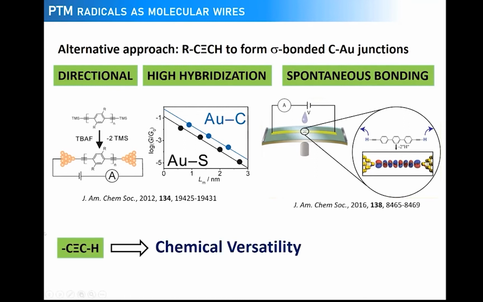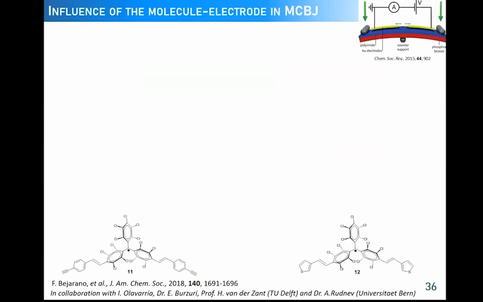So we thought that this could be an excellent group to explore. Also because these terminal alkenes can give a higher chemical versatility, which I would not enter into here because there is a talk from Alejandro de Souza later, so he will explain much more on this. So this is what we did. For exploring these terminal alkenes as a new group for forming single molecule junctions, we synthesized this molecule here. As you can see, it has two terminal alkene groups, and we compared it with the ones we reported before that have thiophene. All this work we've done in collaboration with Gerrit van der Zaan in the Netherlands.